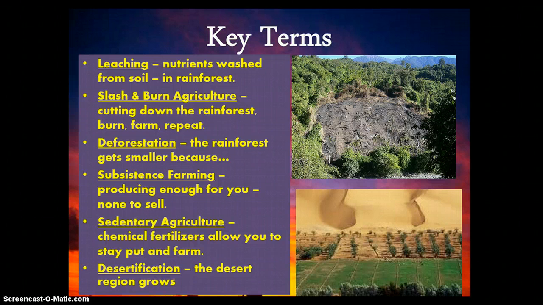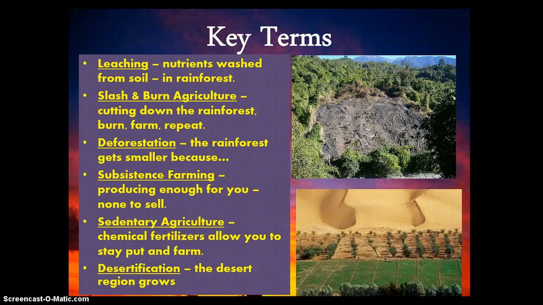Now, because land can be scarce, we have this desertification phenomenon. Farmers in the region may practice slash and burn agriculture, and this is kind of a negative impact on the environment because it's deforestation. It's the rainforest getting smaller.